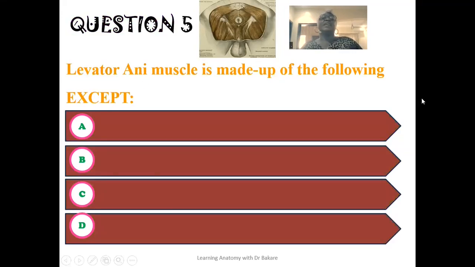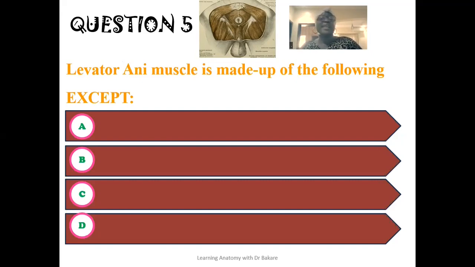Question 5. Remember, we already established that the levator ani muscle is structurally made up of 3 subunits. We say that we have 3 muscles coming together to form this levator ani muscle. So let's look at this option to highlight the different structural components of the levator ani muscle.